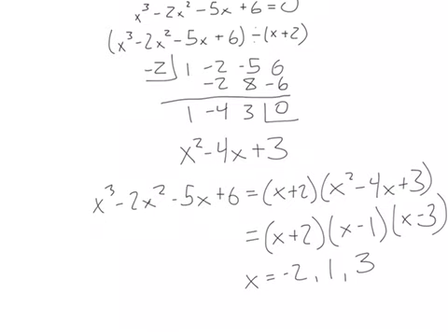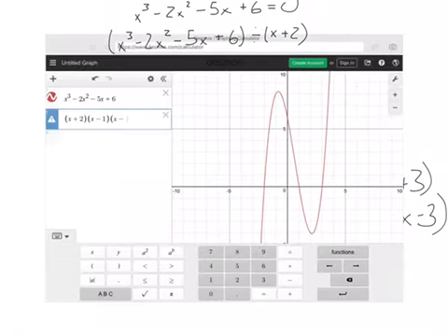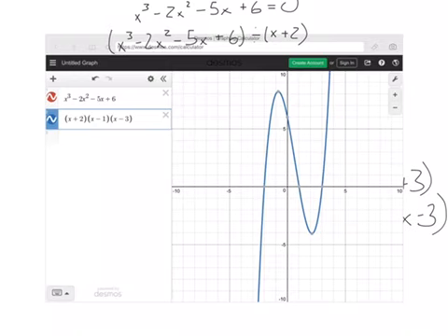If this was a problem that came up in the homework, it would be good enough just to graph it and say, on my graph I found negative 2, positive 1, and positive 3 as zeros. But not all of them are you going to be able to do that with.